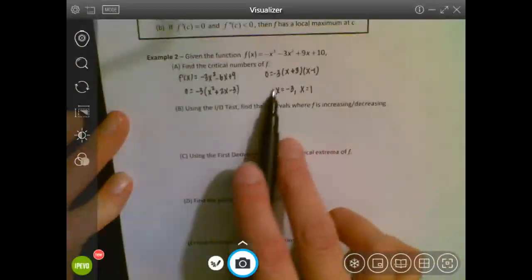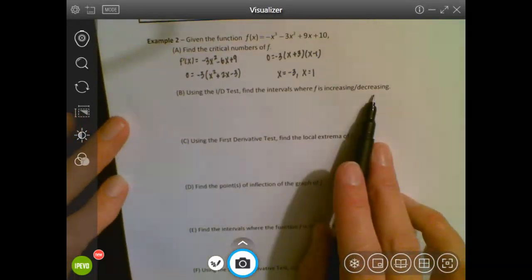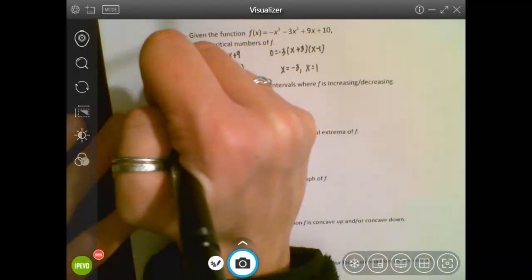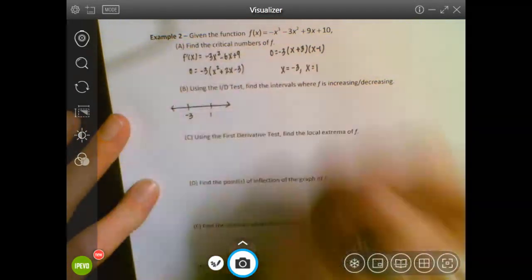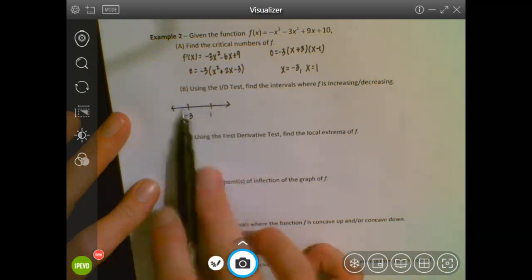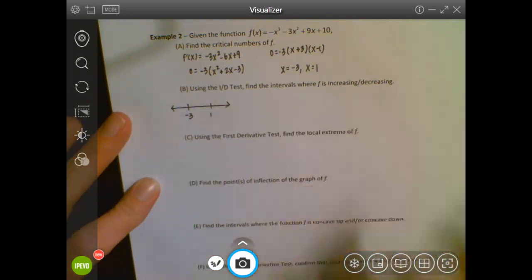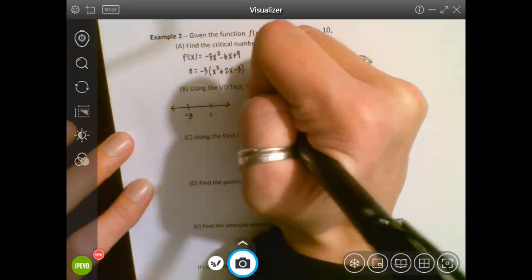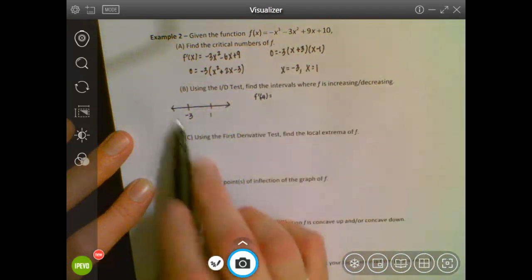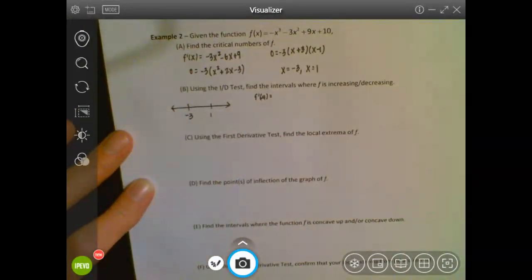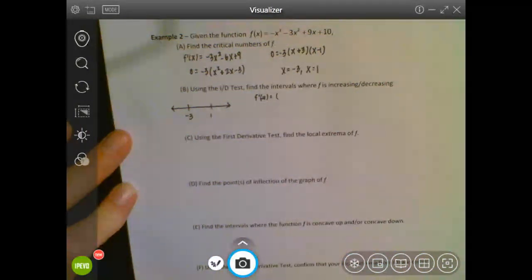And now I want to use these critical numbers to determine where my graph is increasing or decreasing. So I'm going to set up my number line here and put my critical numbers in: negative 3, positive 1. I'm going to pick some values in between to test in my first derivative, because we're talking about increasing and decreasing. So I'll do f prime of negative 4. I'm just picking a value in this first interval here, and I'm going to plug it into this first derivative.